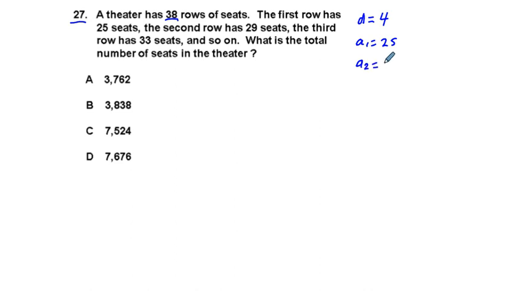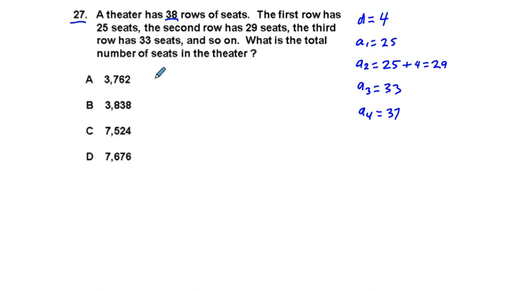to each row. So a sub 2 is 25 plus 4 equals 29. And then a sub 3 is equal to 33. a sub 4 is equal to 37 seats. And when we get all the way up to a sub 38, we can just add these numbers of seats together and we will have our correct answer.